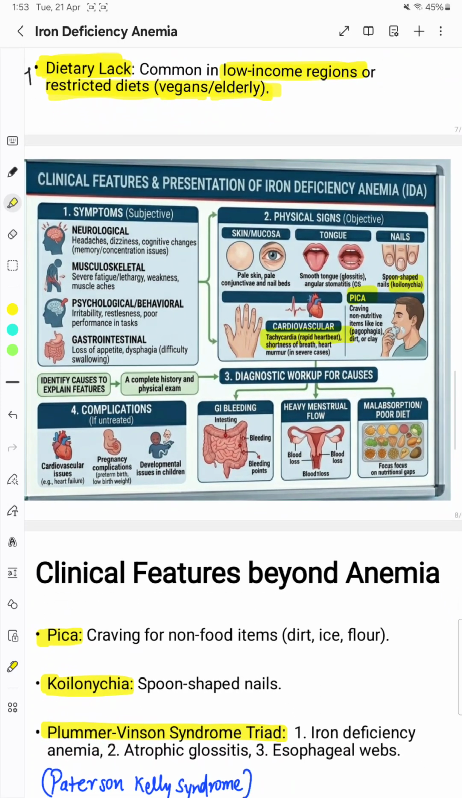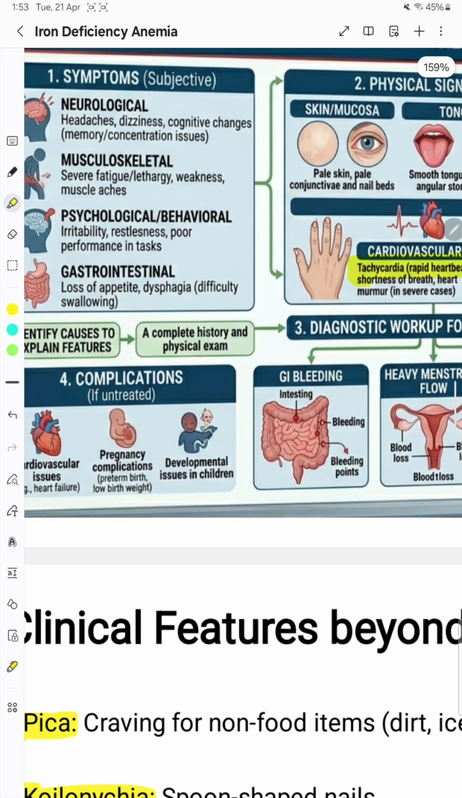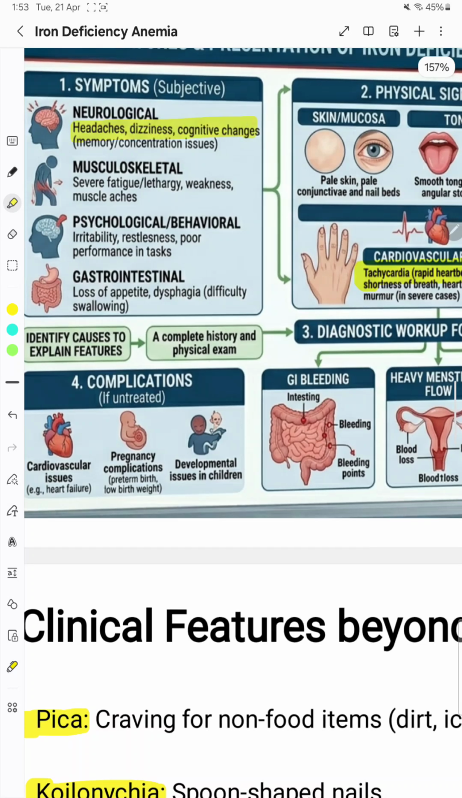Now the clinical symptoms seen in iron deficiency anemia, signs and symptoms. Neurological signs and symptoms like headache, dizziness, cognitive changes, issues with concentration, unable to concentrate on a task. Musculoskeletal symptoms like severe fatigue, lethargy, weakness, muscle ache. Psychological or behavioral changes like irritability, restlessness, poor performance in tasks. In GI, loss of appetite and dysphagia can be seen.